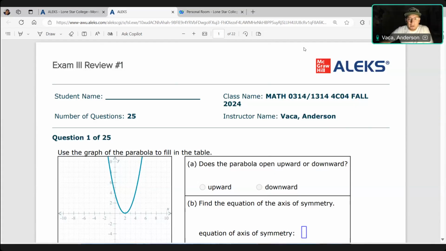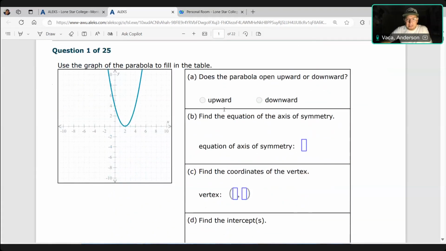Chapter business. Okay, we got 25 questions, and let's get the ball rolling here. It says, use the graph of the parabola to fill in the table. Okay, we could do that.